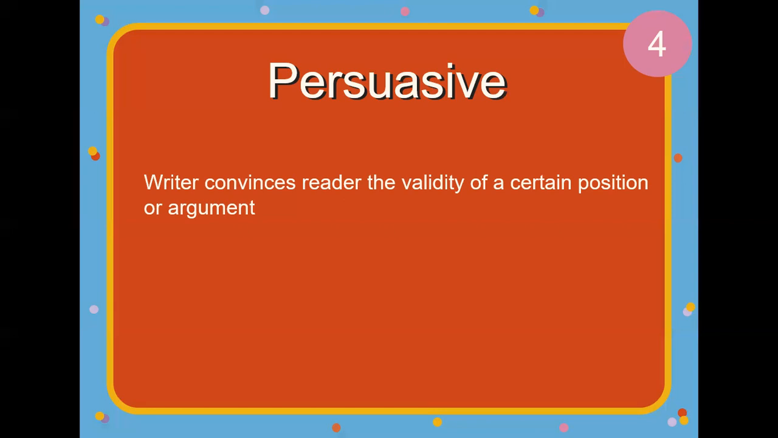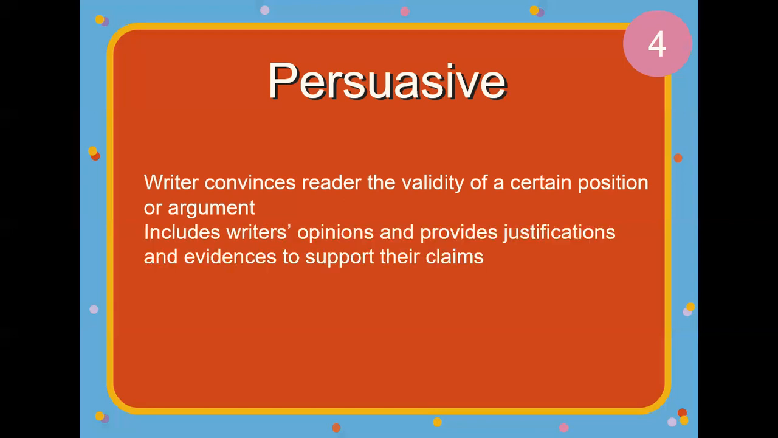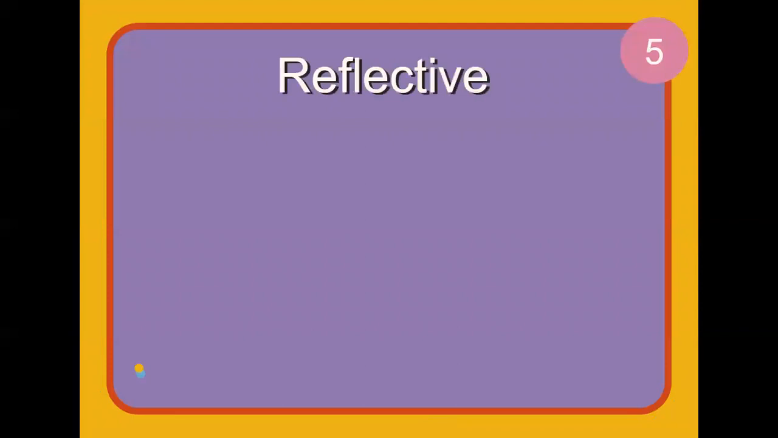And then it could be in the form of giving an explanation about a particular topic, or it could be related to describing a particular topic. So we can say that the persuasive style includes the writer's opinions and provides justifications and evidence to support their claims. So, having understood the persuasive style, let us move on to the reflective style.